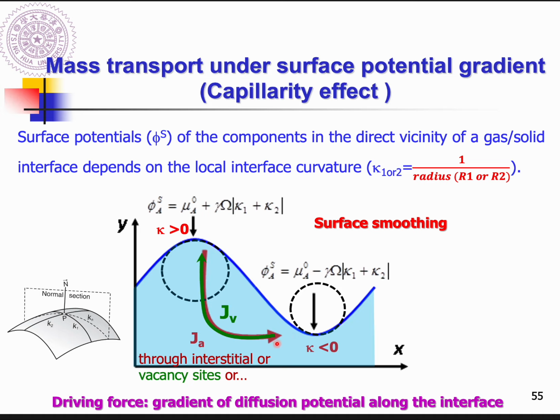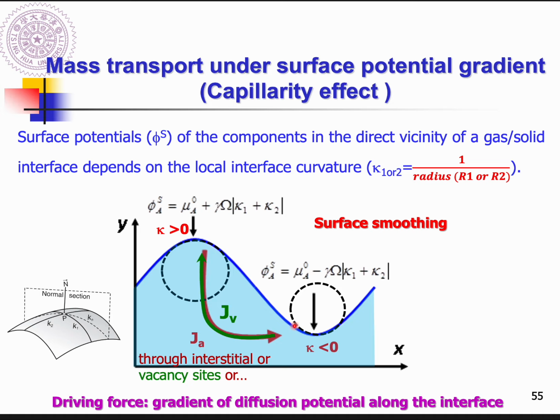So we get the vacancy flux from the concave region to the convex region, right? Okay, that will be the case for a vacancy-mediated material. So the driving force here will be the gradient of diffusion potential along the interface. So now you have some idea how the atoms transport under the surface potential gradient, right?